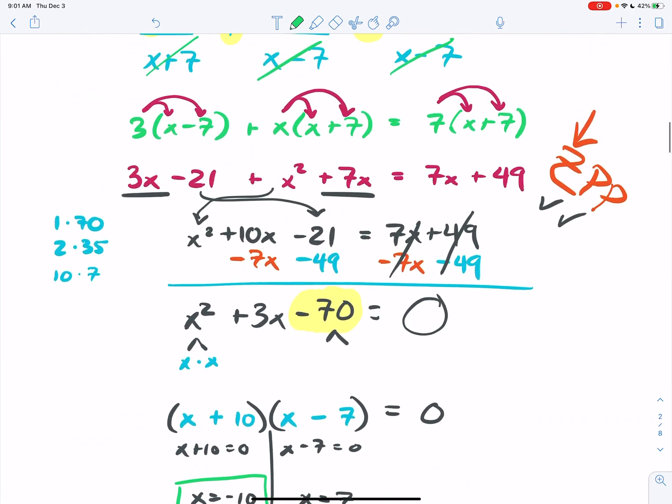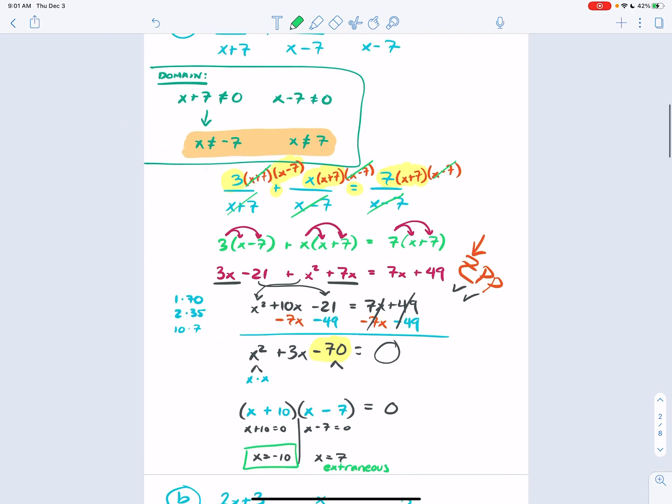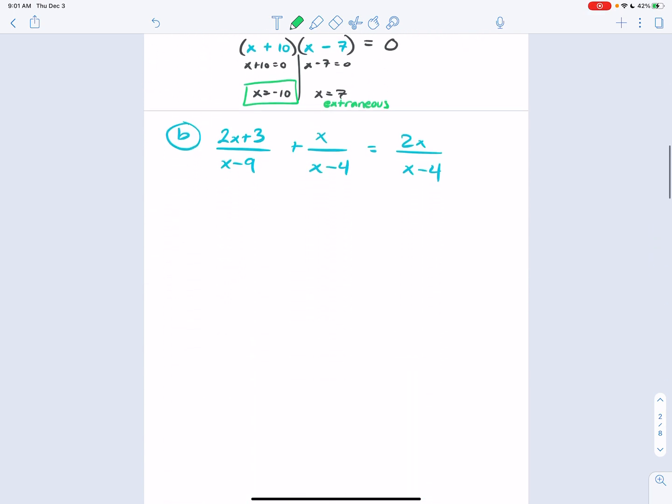Okay, hopefully that was all right. There's a little bit more algebra in between, but nothing that you guys cannot handle. All right, feel free to replay that if you need to. Let's move on to part B.